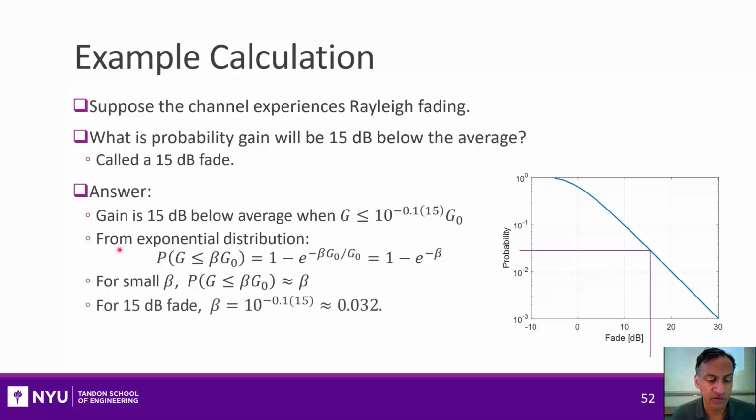In our case, we're interested in a 15 dB fade. A 15 dB fade is here, and that probability is about 0.032, or about 3.2% of the time. Now that might not seem very likely, but just imagine that you're trying to build a reliable system. Even 3% of the time getting that error could be significant.